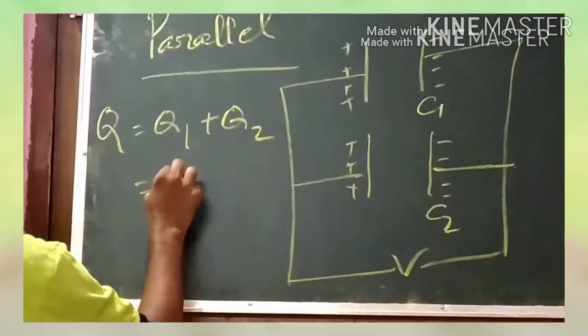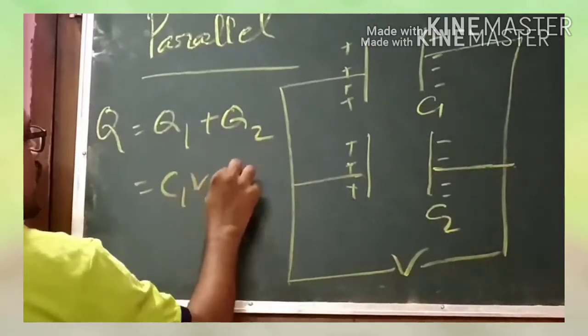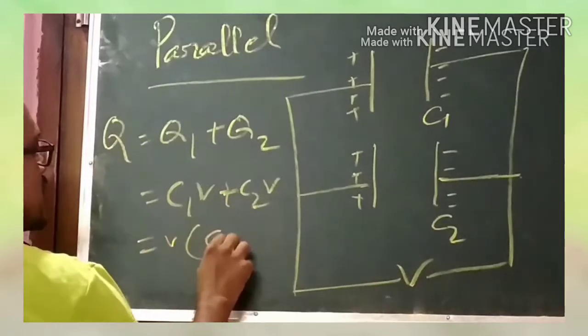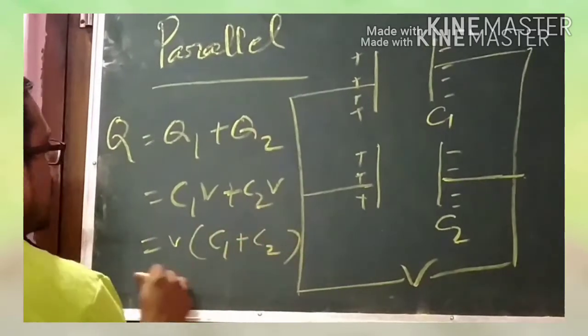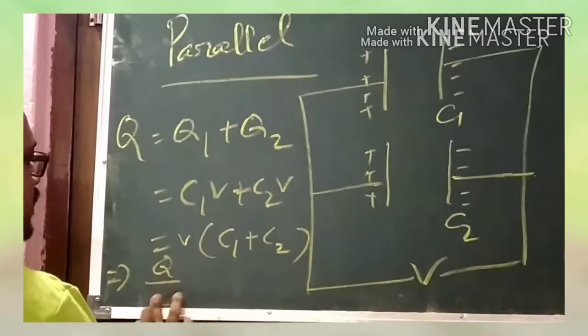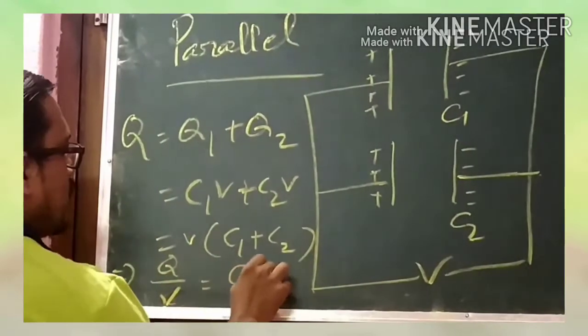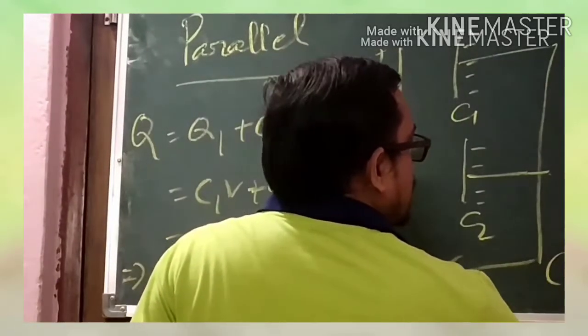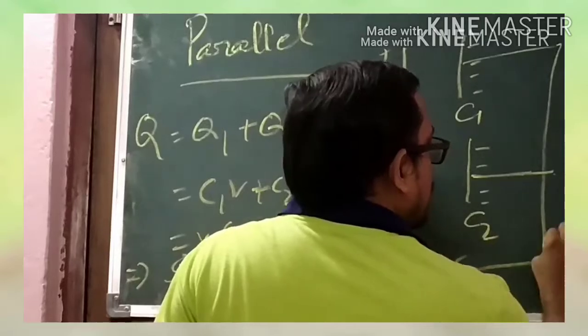and from the definition we know this is C1V plus C2V. Now taking V common, this is V times (C1 plus C2). Now Q by V will be equal to C1 plus C2, and this Q by V is nothing but your C. So C equals C1 plus C2.